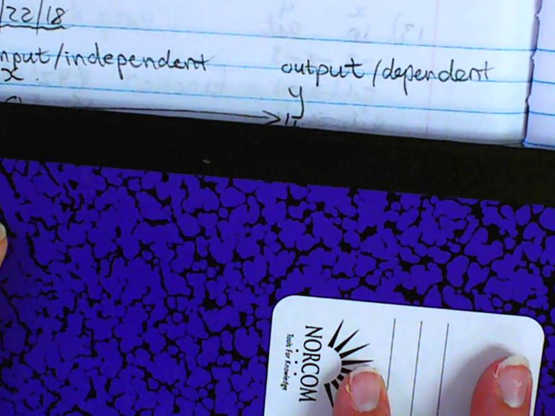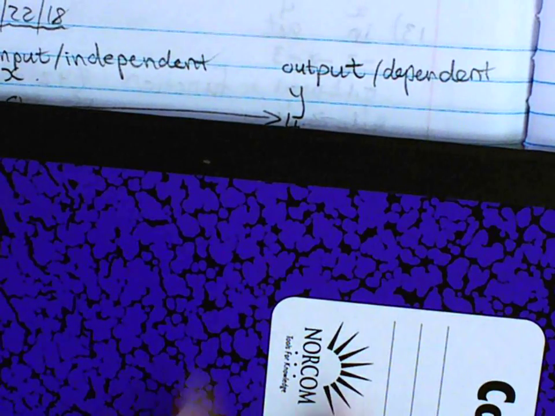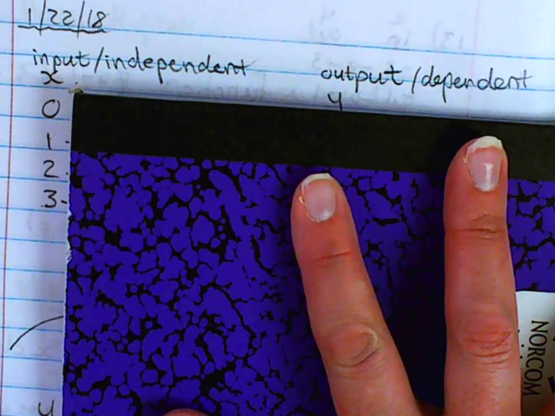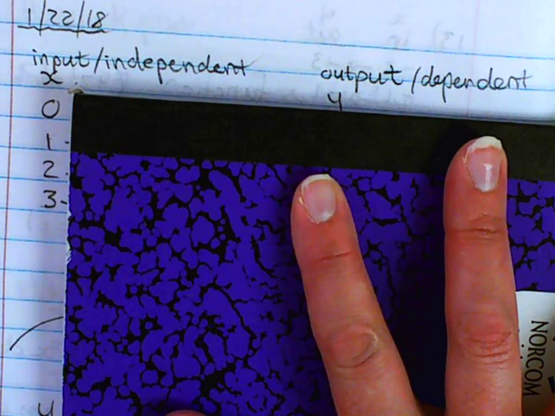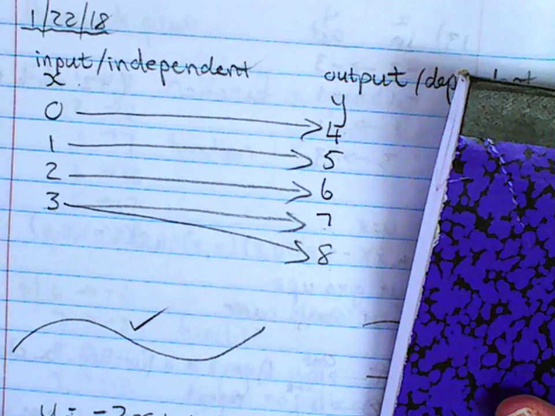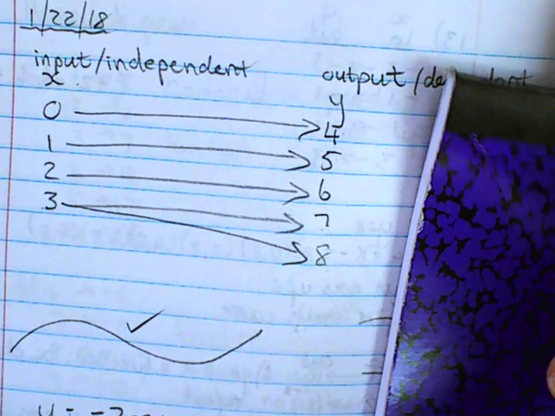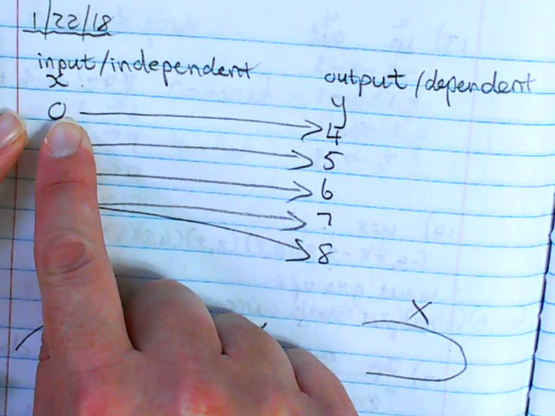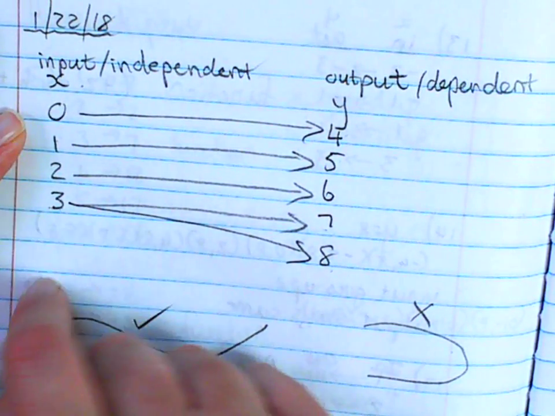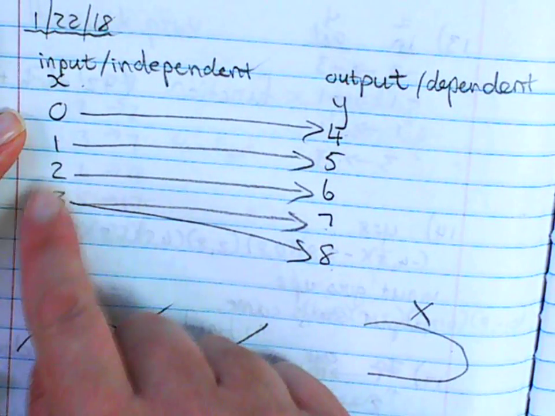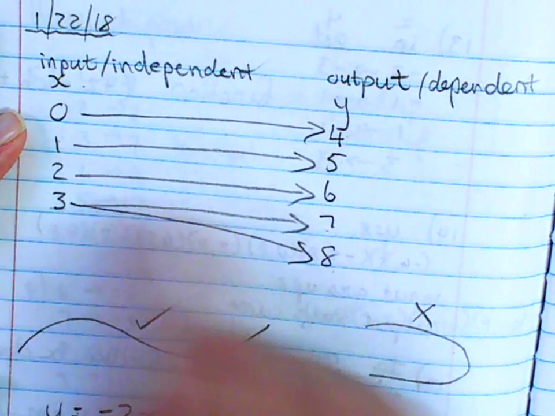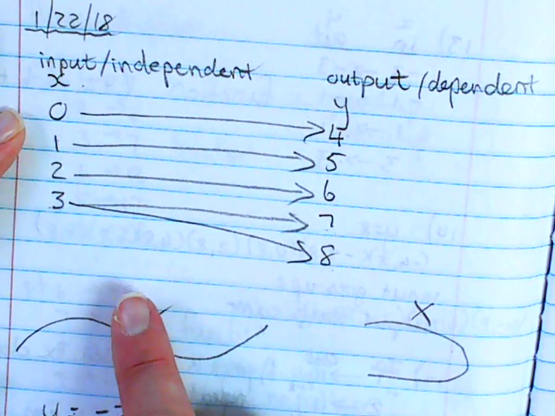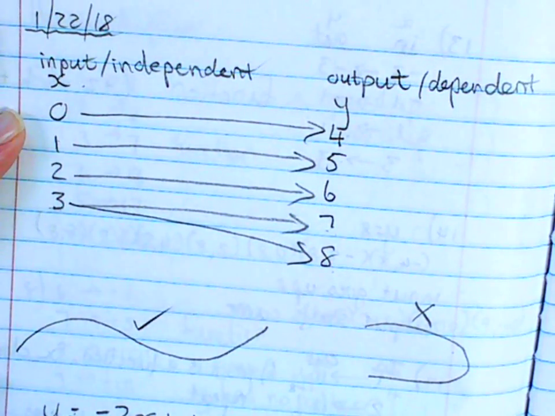Then we said, okay, let's give X some values. So I gave it values 0, 1, 2, and 3. And I gave Y some values, and I made it 4, 5, 6, 7, and 8. And we said, if X is only used once, it will be a function. If it's used twice, like down here, 3 matched up with 7 and 3 matched up with 8, then it's not a function anymore. Okay, so we don't want X to repeat.